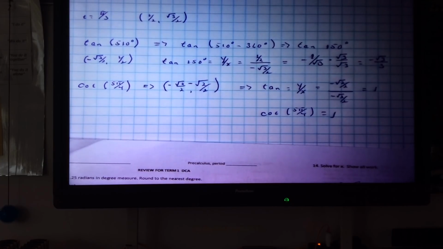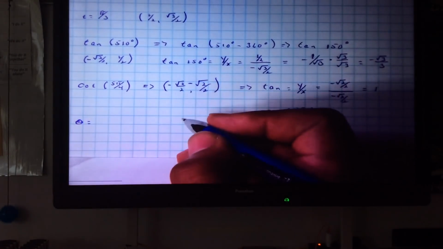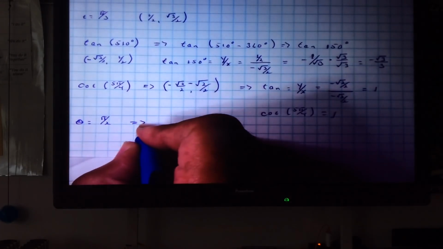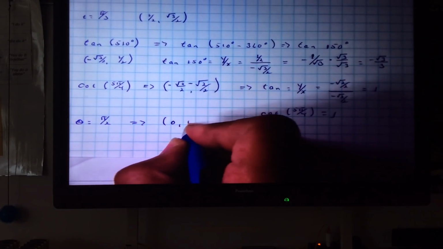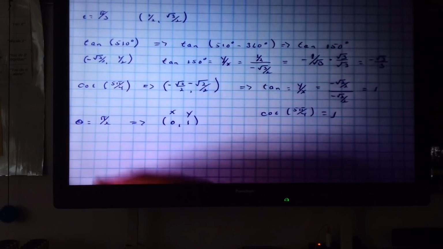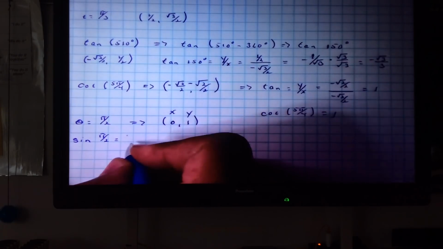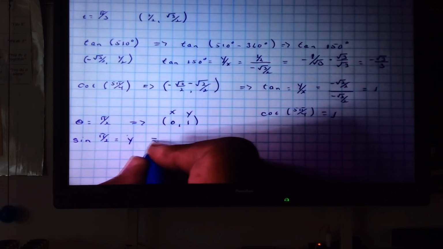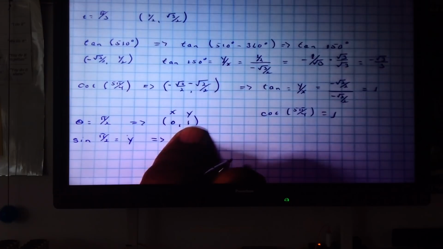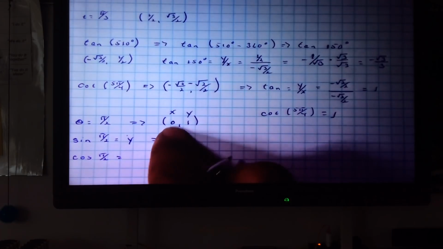Okay, number 7. We're given that theta equals pi over 2. Now the coordinates of pi over 2 are going to be 0 and 1. This is x, and that's y. And we're going to find all 6 trig ratios. The sine of pi over 2 is y. So that means the sine of pi over 2 is going to be 1, because y is 1. The cosine of pi over 2 is going to be the x value, which is 0.